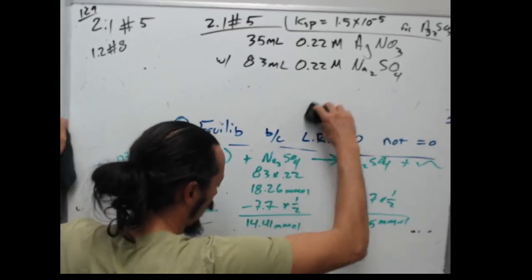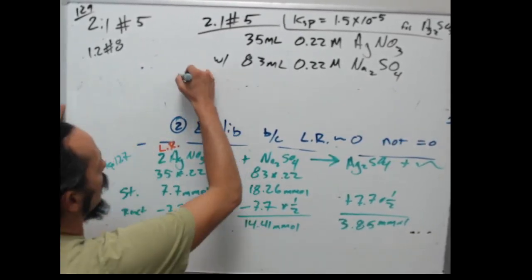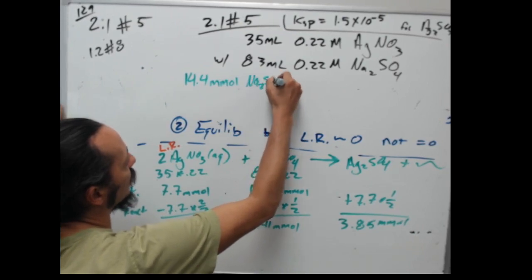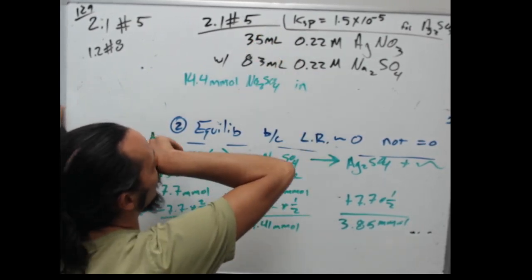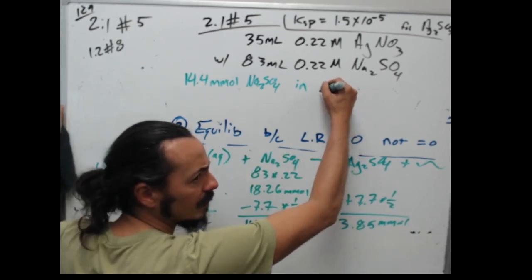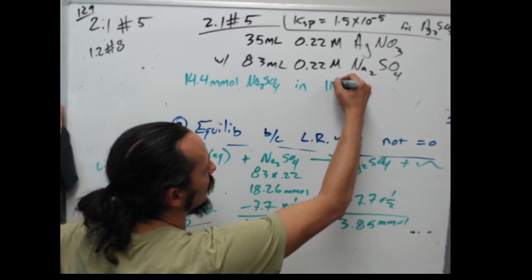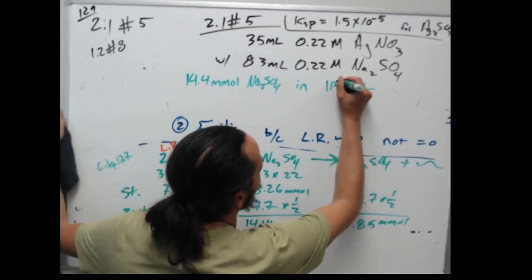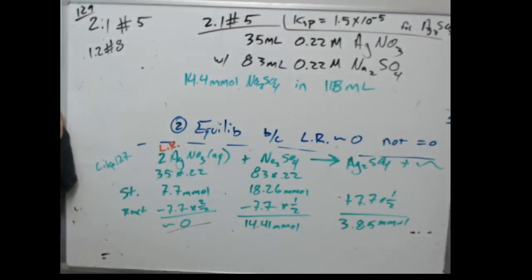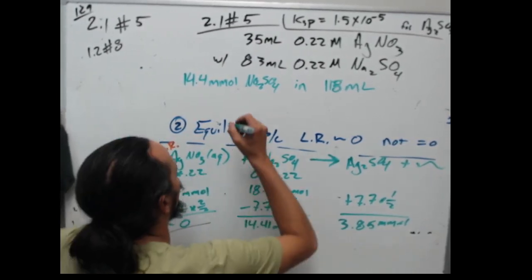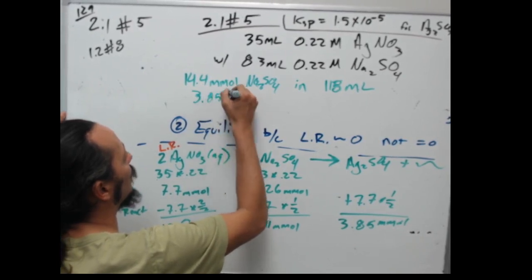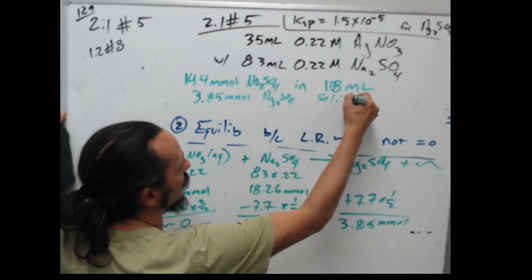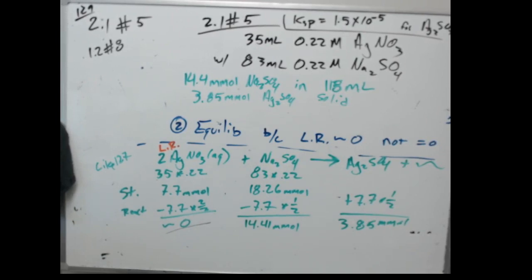So I need to write down some numbers to keep this in mind. I'm going to write those numbers in green up here. It's going to be 14.4 millimoles of sodium sulfate in, what's 35 plus 83? That's 115? Right, so I did 35 plus 83. It's 118, Professor. Oh, 118. Yeah, thank you. So that's the amount of millimoles I have left over, and then I also have 3.85 millimoles Ag2SO4 solid.